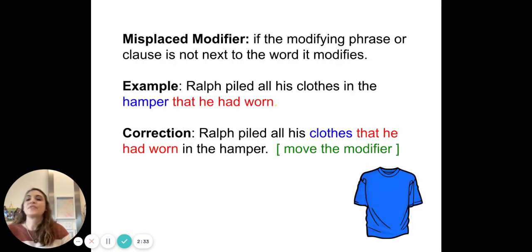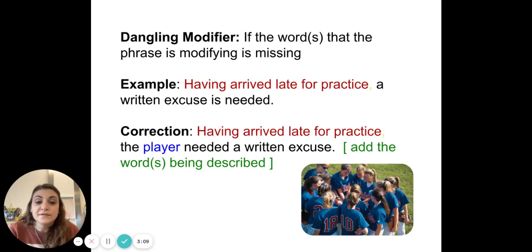So here's how we fix them. If a modifier is misplaced, we say the modifying phrase or clause is not next to the word it modifies. So it's out of place in the sentence. For instance, Ralph piled all the clothes in the hamper that he had worn. While your brain can probably figure out the meaning of this sentence, the way that it's written is that Ralph is wearing the hamper. Chances are Ralph is wearing the clothes, so let's move that modifier that he had worn next to clothes. Ralph piled all the clothes that he had worn in the hamper. Much better, much clearer.